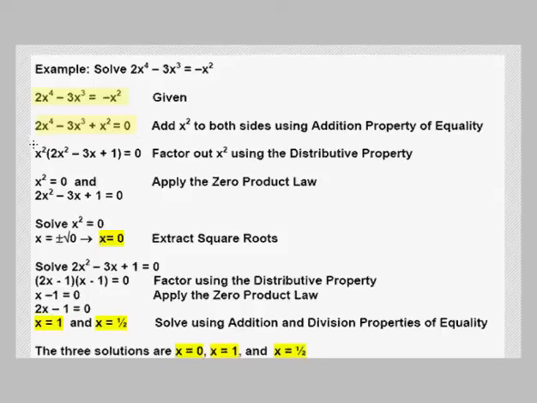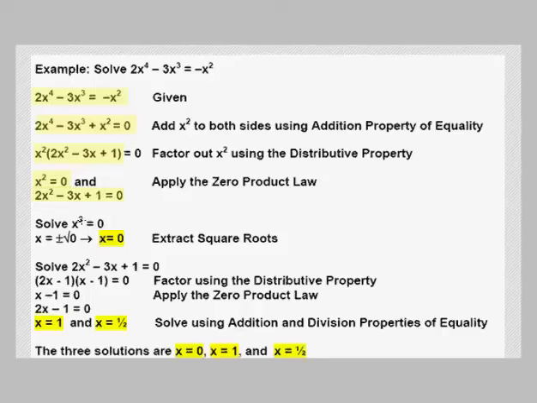Our next step is to factor out what we can factor. In this case, an x squared factors out. We get x squared times the quantity 2x squared minus 3x plus 1 equals 0. Now we can let each of these factors equal 0. We get x squared equals 0, and we get 2x squared minus 3x plus 1 equals 0.